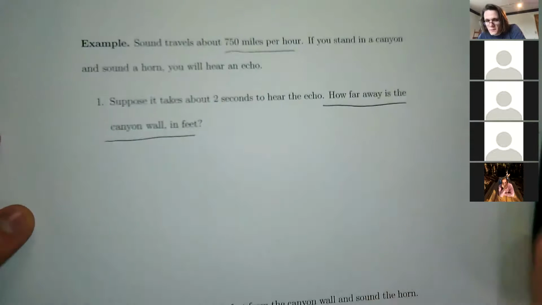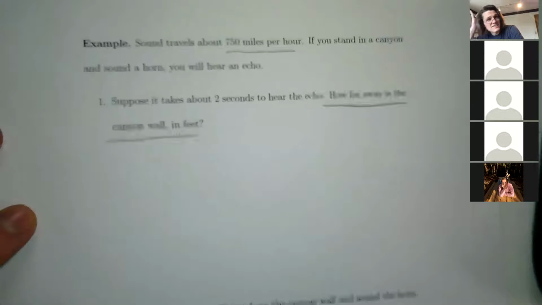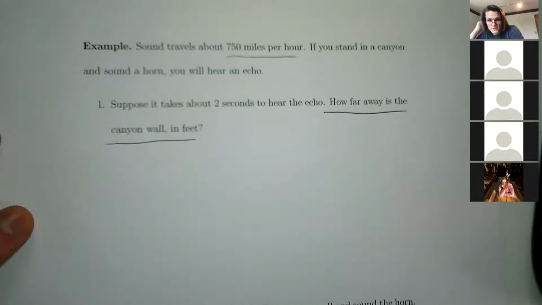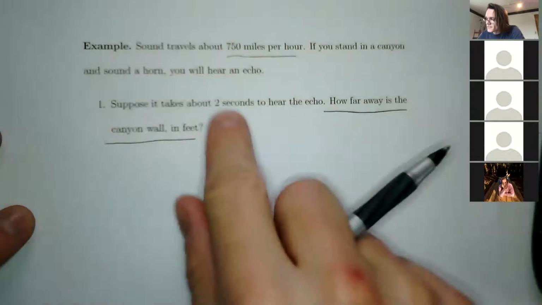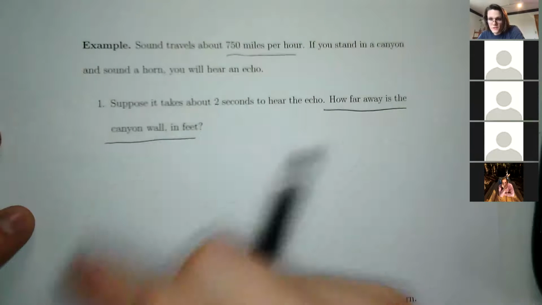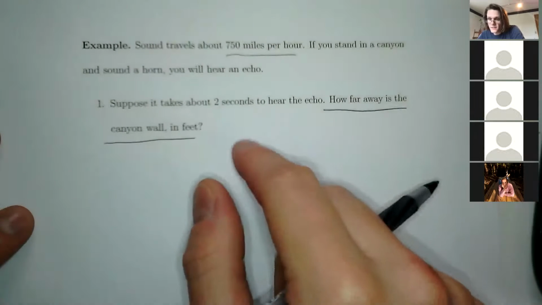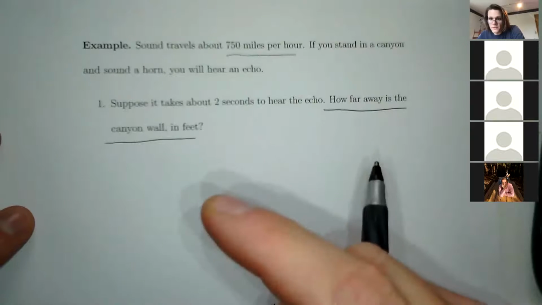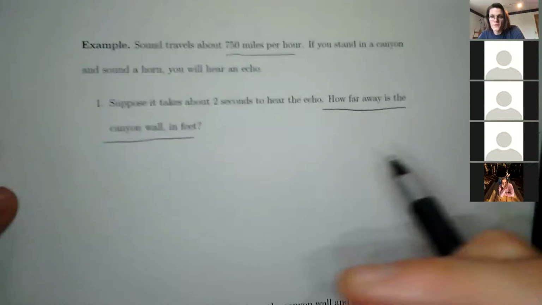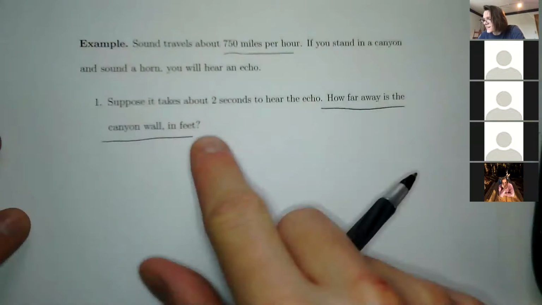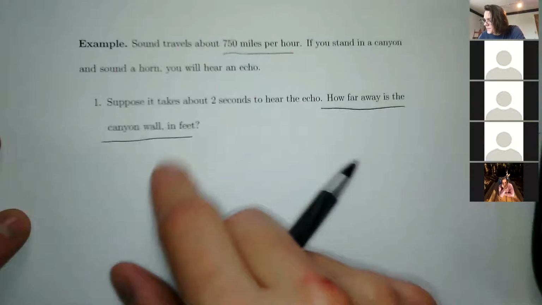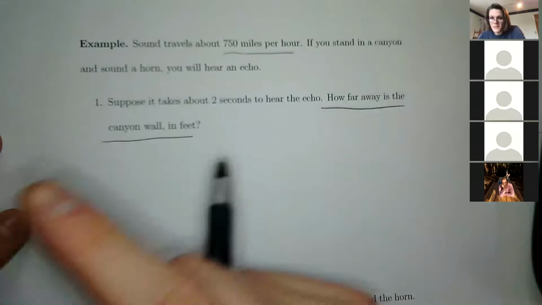So if you think about it, it's kind of like the same question as the bicycle question, right? They're giving us a time, and the other one was 45 seconds. This one's 2 seconds. And they're asking you how far away is something. Like the problem we just did was how far did the bicycle go? Here, it's how far did the sound travel to the canyon wall? So it's gonna be the same setup essentially.